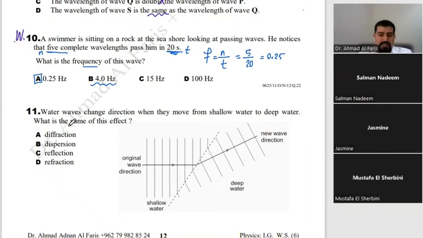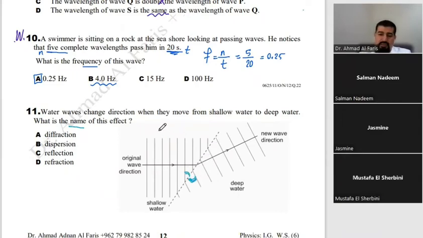Water waves change direction when they move from shallow water to deep water. What is the name given for this effect? Now, in shallow water, the waves are close to each other, the wavelength is short, and they have slow motion. As they go to the deep region, the angle becomes bigger. This is the angle of incidence here, between the incident wave and the wavefront, as we can see here. This is a small angle. It becomes what? Bigger. The wavefront of the refracted wave is bigger.